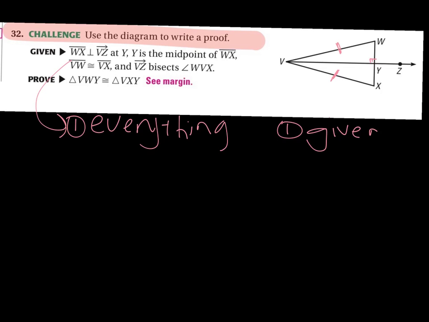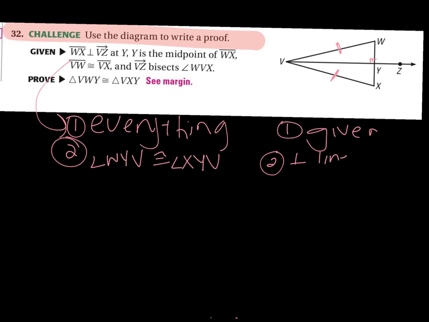Okay, now why? What can we figure out from there? Matt? Perpendicular lines make right angles. Go a step further. What kind of angles does it form? Congruent adjacent angles. So that saves you a step, right? So if they're perpendicular, then angle WYV is congruent to angle XYV, because perpendicular lines form congruent adjacent angles. Okay? So now I've got one pair of congruent sides and one pair of congruent angles.